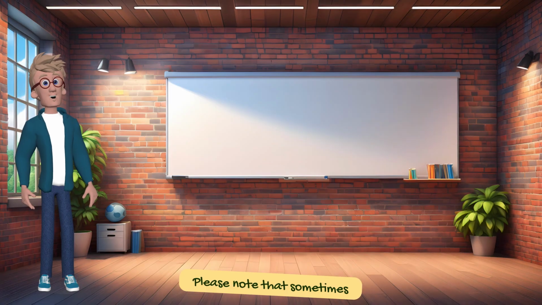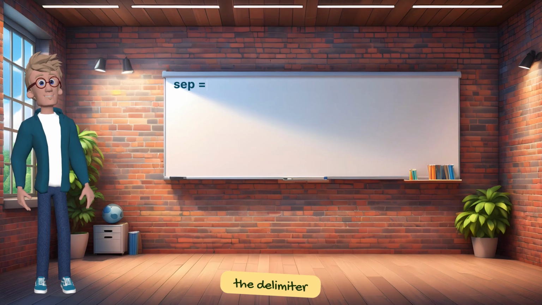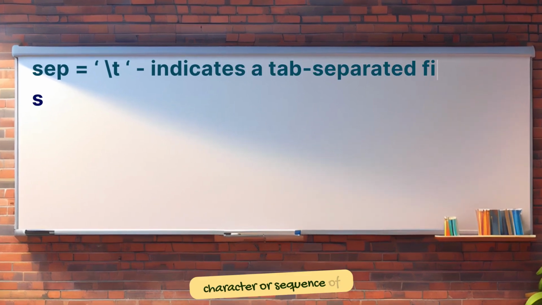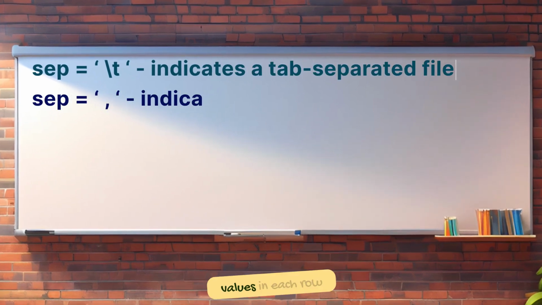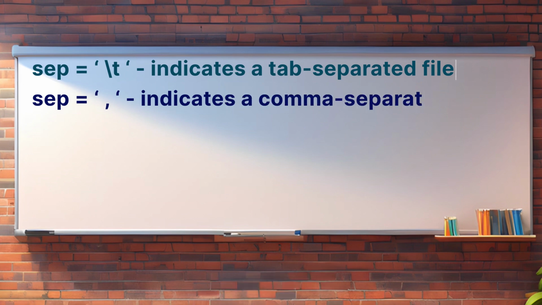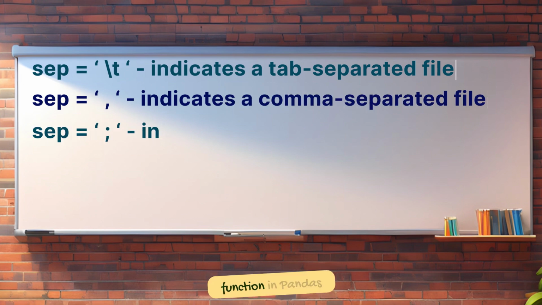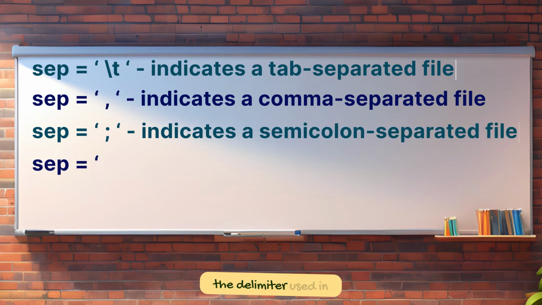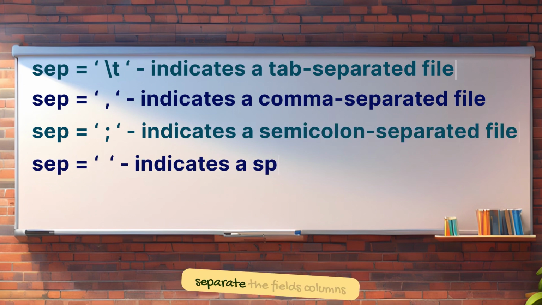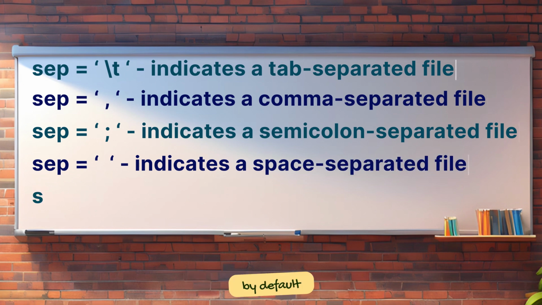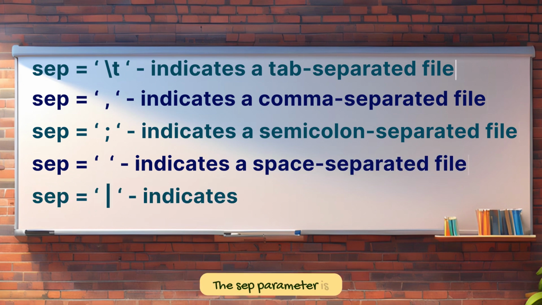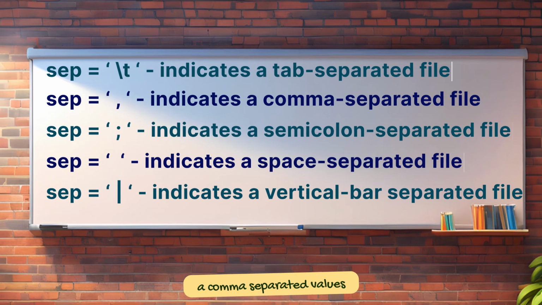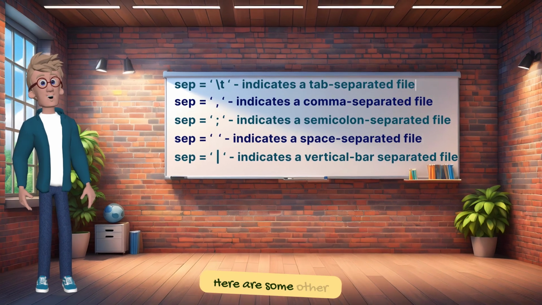Please note that sometimes you need to specify the delimiter. The delimiter parameter is used to specify the character or sequence of characters that separates the values in each row of the file. In the pd.read_csv function in Pandas, the sep parameter specifies the delimiter used in the CSV file to separate the fields, columns. By default, the sep parameter is set to comma, assuming that the file is a comma-separated values CSV file. Here are some other arguments.